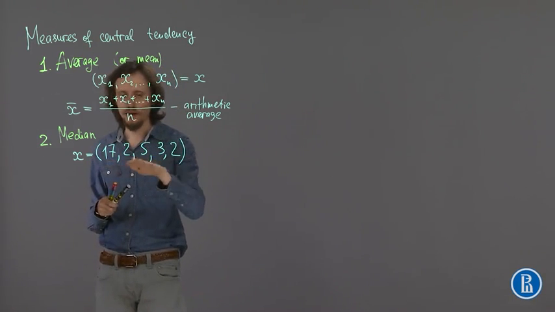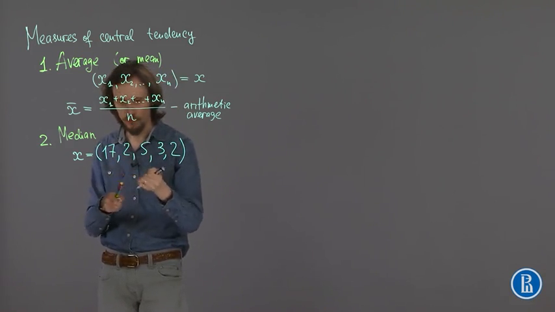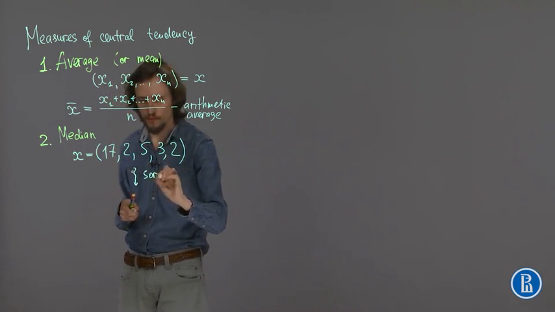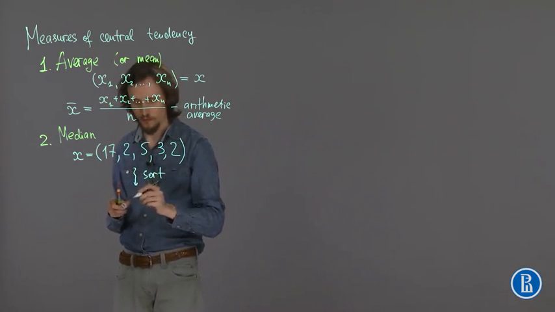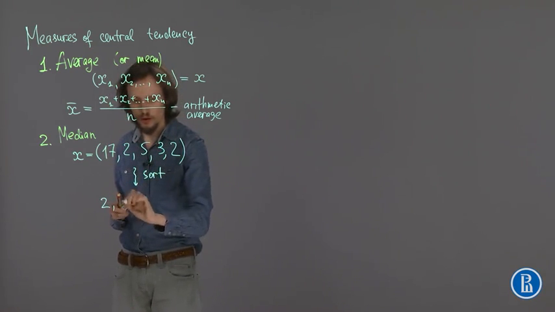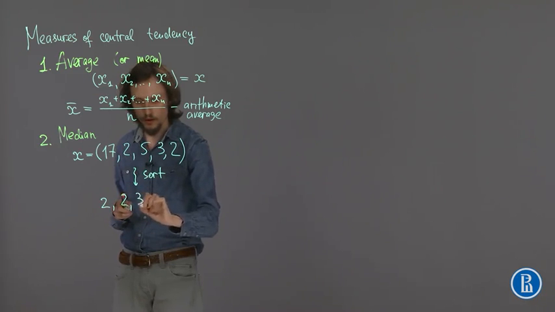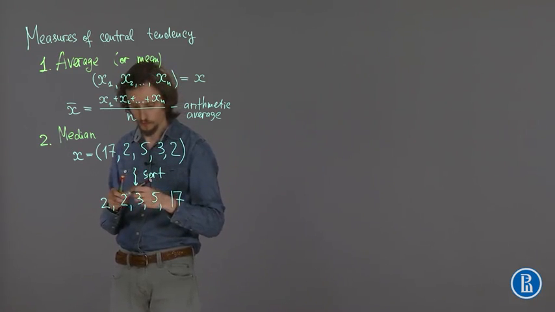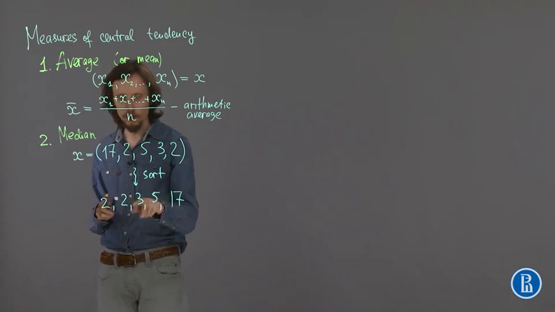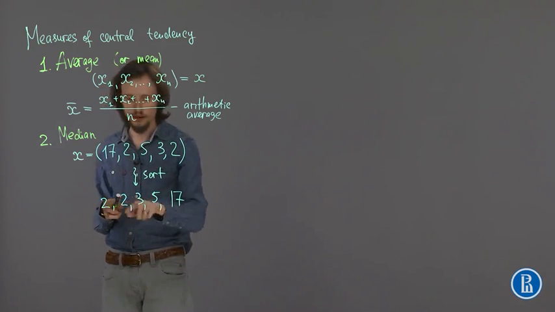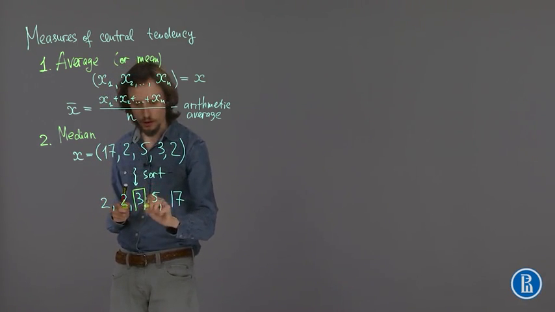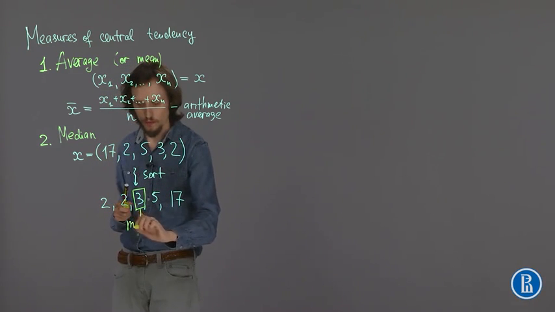Let me rearrange this sequence in ascending order. So I just sort these values. In this case, I have 2, then 2, then 3, then 5, then 70. Then I will pick the element that is in the middle of this sorted sequence. This element is called median.